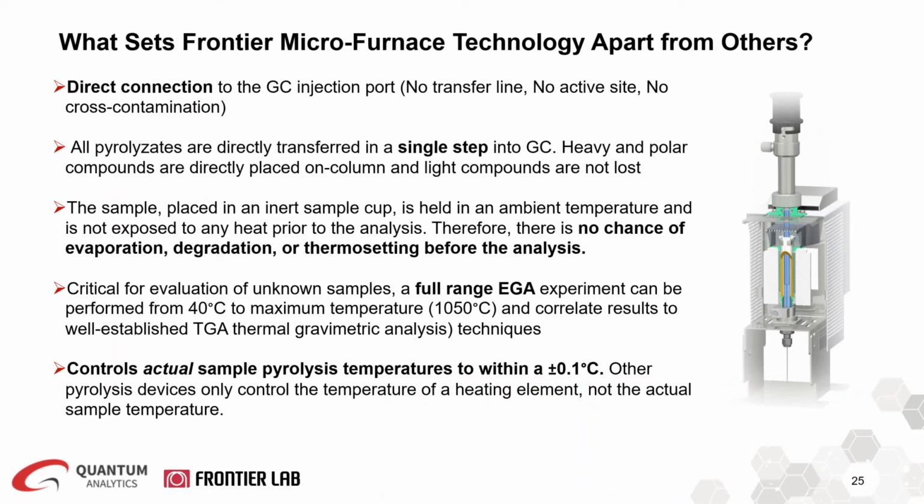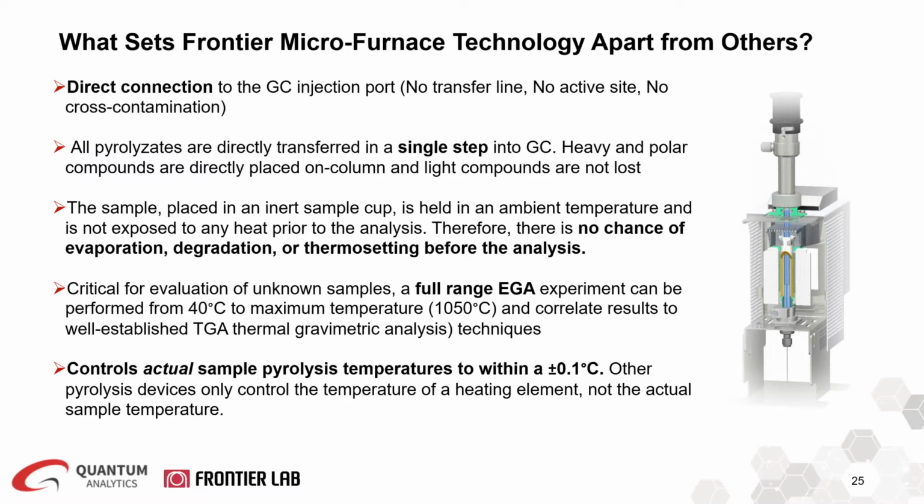So what sets microfurnace technology apart from others? With a direct connection to the GC injection port, no transfer line, no switching valve, all pyrolysates are directly transferred in a single step into the GC as they are generated. Heavy and polar compounds are directly placed on column, and light compounds are not lost.